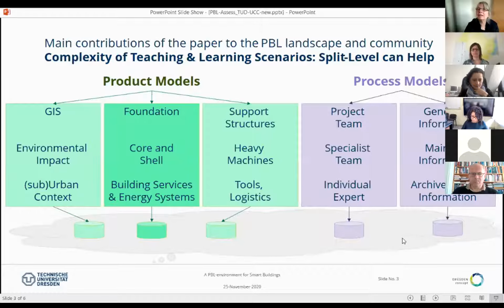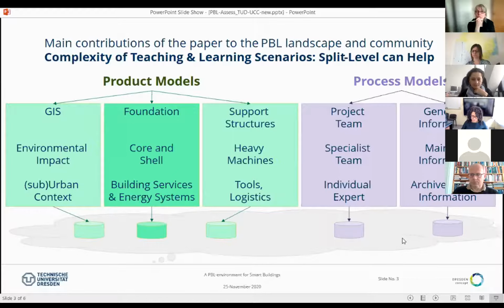practitioners aim no longer to exchange, but really to share information about product models. In the case of buildings, this stretches from the foundation over the core and shell, building services systems and energy systems, but also other related systems which are necessary during the construction process, such as support structures, scaffolding, formwork, whatever. But also the process models.